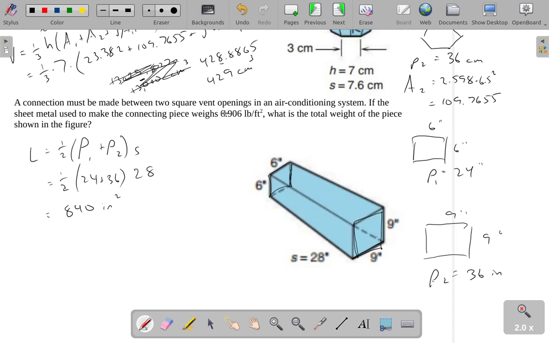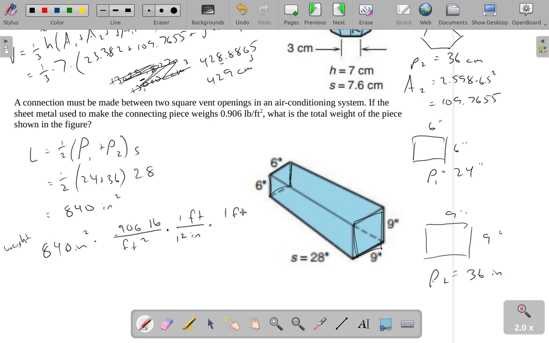We know that this weighs 0.906 pounds per square foot, so the weight is 840 square inches times 0.906 pounds per square foot. I'm noticing that I have square inches here and square feet here. That is a little bit of a problem. I can't just cancel those. So what I'm going to do, kind of in the middle of this problem, is my unit conversion, converting inches to feet. Well, inches are on the top part of the fraction, so that means when I'm doing my unit conversion, I want inches to be on the bottom part. So there's 1 foot in 12 inches.